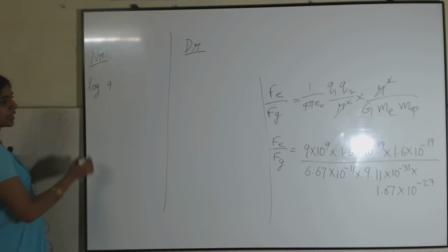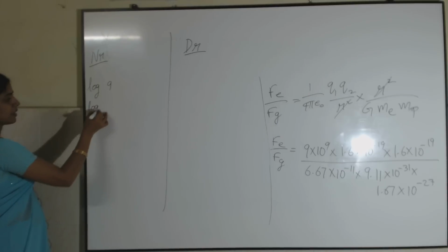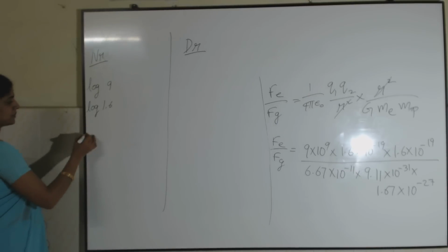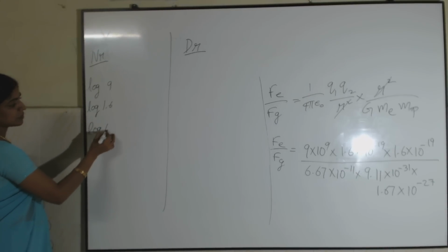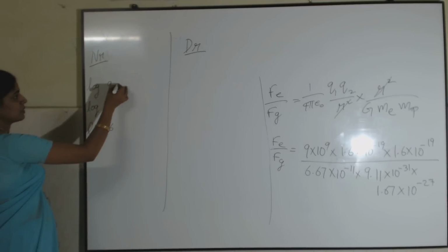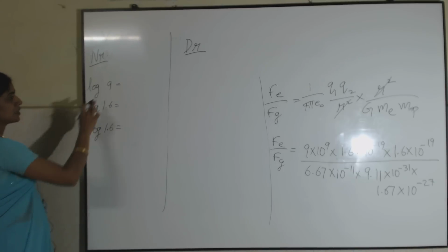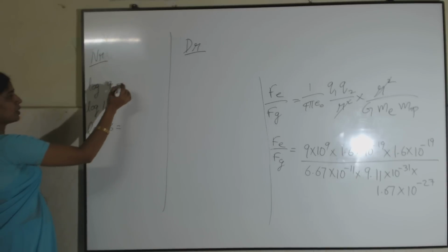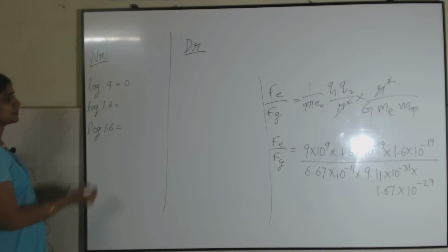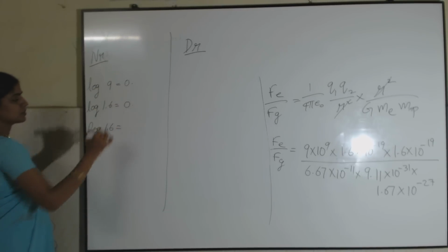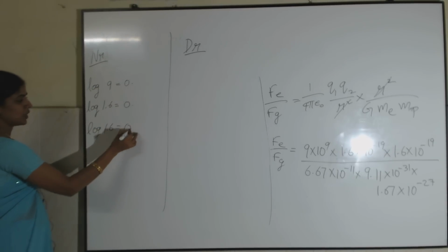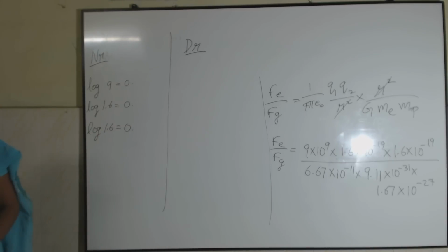What is the value of log 9? Log 1.6, log 1.6. Here, what happens to this? It is a whole number 1, so it will become 0 point. Here also 1 whole number, so it is 0 point. Here also 1 whole number. Now, we will find out what is the log 9.